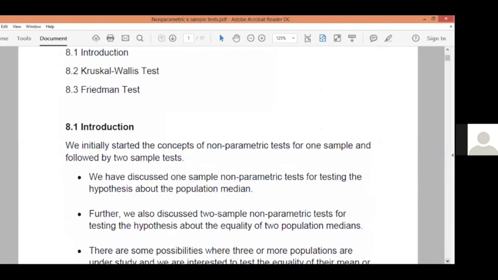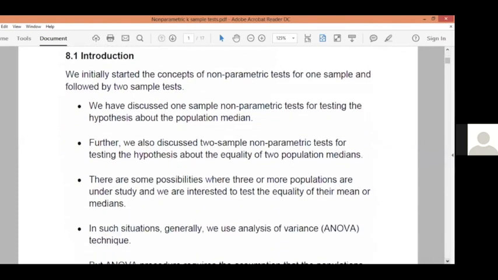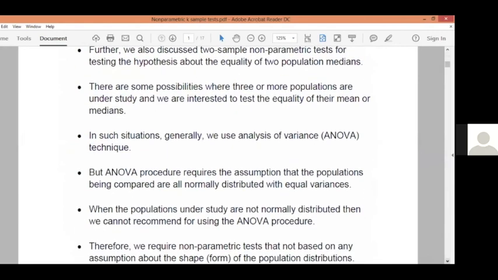Kruskal-Wallis test, Friedman test. We initially started the concept of non-parametric tests for one sample and two samples. We have discussed one-sample non-parametric tests for testing the hypothesis. These are what I discussed earlier. In such situations, we generally use the analysis of variance technique. But with ANOVA, there are situations where three or more populations are under study. Earlier we had two samples from two different populations. Now there are more than two populations.